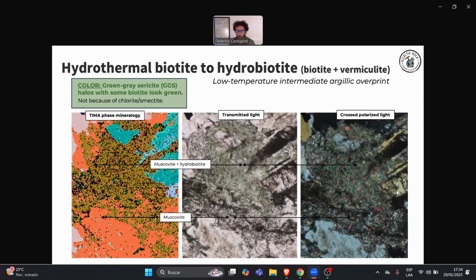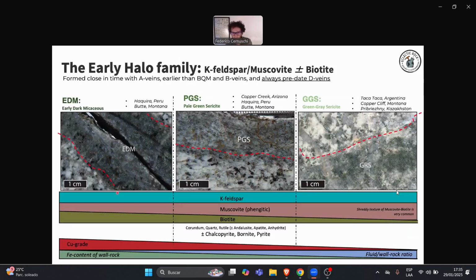But it's common to have intermediate GD overprints in all these halos, and that doesn't really change the color too much unless it's very intense. It's very common to have hydrothermal biotite partially replaced by vermiculite, which gives hydrobiotite. So color is not a very good guide. The important thing is the timing and the mineralogy.